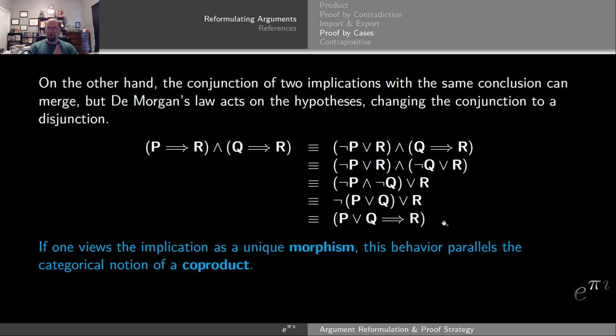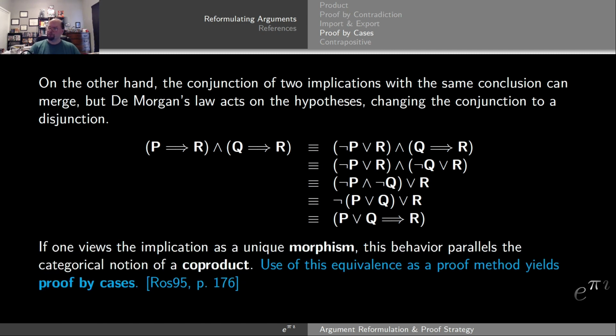Now, if one views the implication as a unique morphism, this behavior parallels the categorical notion of a coproduct rather than a product. And as a proof method, the use of this equivalence yields what we call proof by cases.